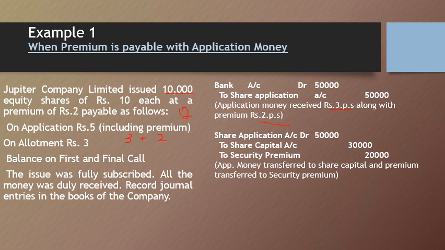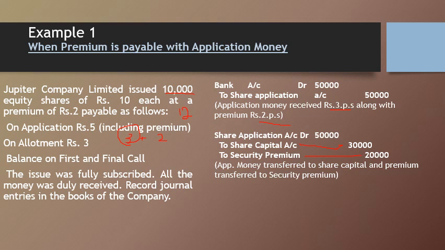Then on the transfer of the share application, the actual application money is rupees 3 after deducting the premium. So this 3 rupees should be transferred to the share capital. So 3 into 10,000, 30,000 is transferred to share capital. Then the remaining 2 rupees is to be transferred to the security premium account, or security premium reserve account. So the remaining 2 rupees for the 10,000 shares, 20,000, is transferred to the security premium account.